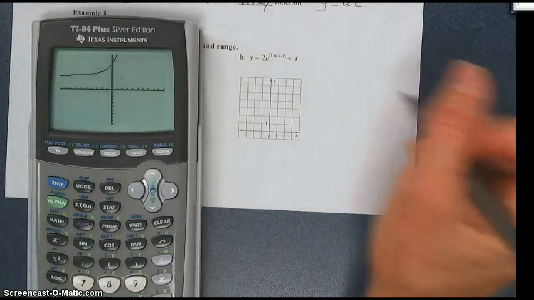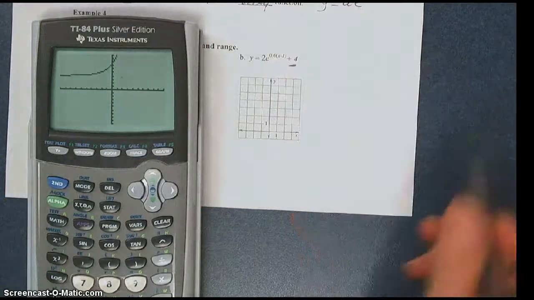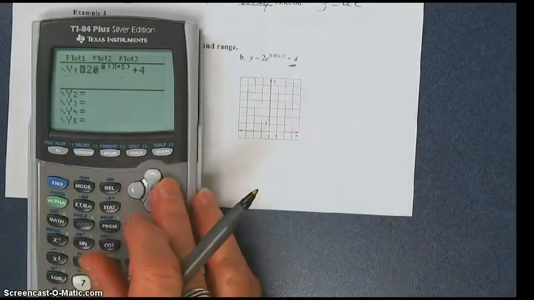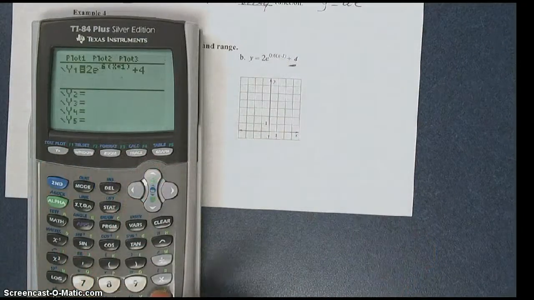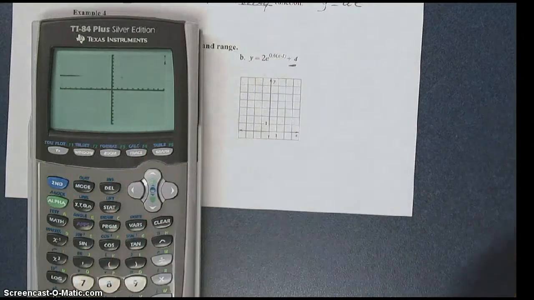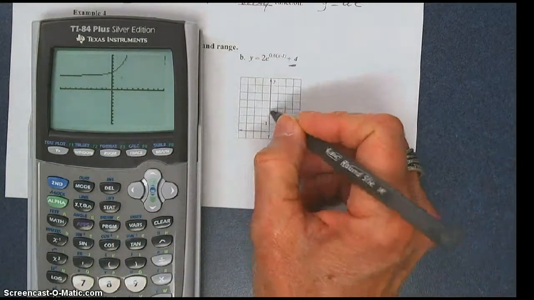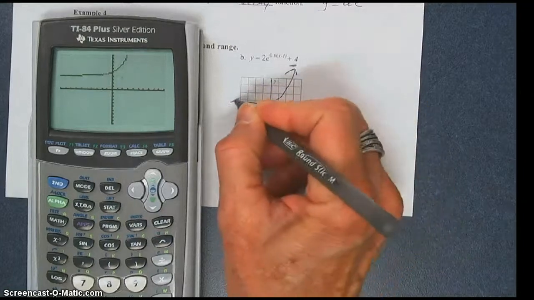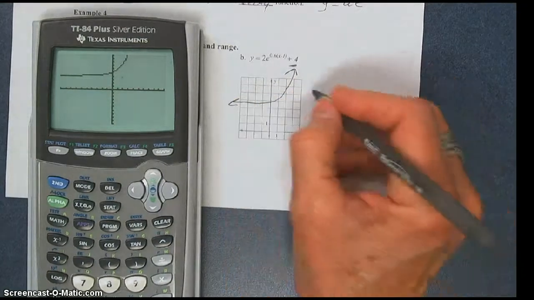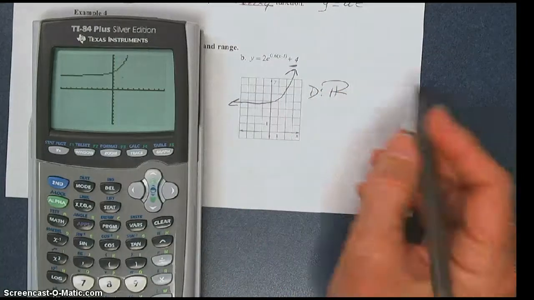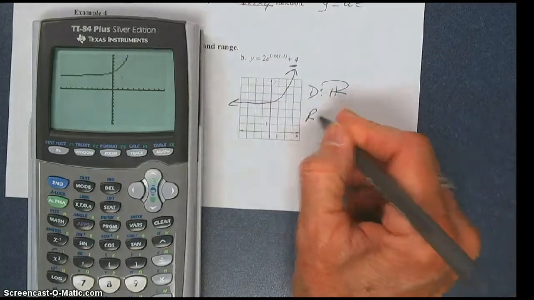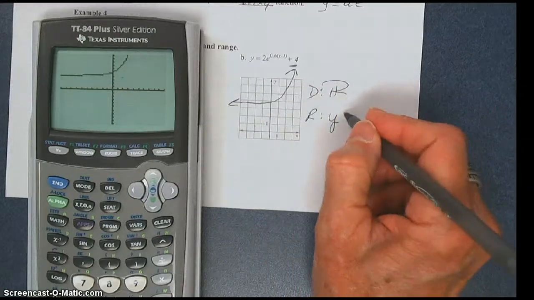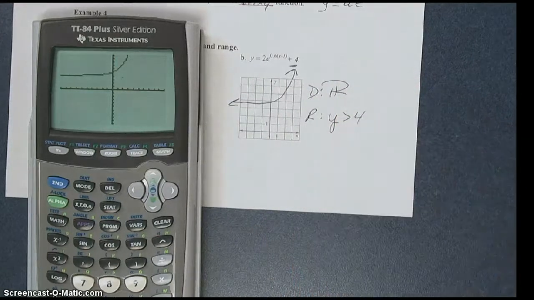Graphing part B, you can see that the 4 moved your graph up. This x minus 1 shifted your graph over a little. Okay, so check that your graph kind of went up and then over. We talk about the domain again. Domain is all reals. Range is how the up and down is affected. So we can see that this is always greater than 4.